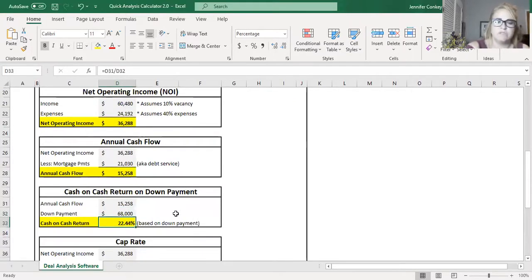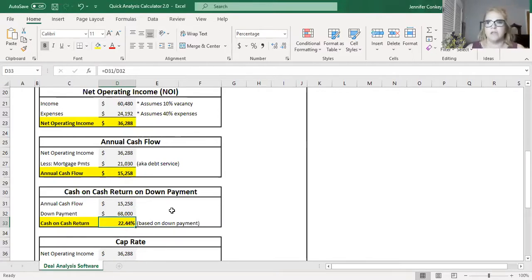So the cash on cash return is a calculation that takes the annual cash flow, all right? And the annual cash flow is after paying the debt service. So it's literally what is left in the bank account at the end of the year, projected. All right, so I have 15,000. Let's say we ran the property from January 1st to December 31st, and on December 31st, we had $15,258 sitting in our bank account for the property. All right, then we divide that by the down payment that we did.